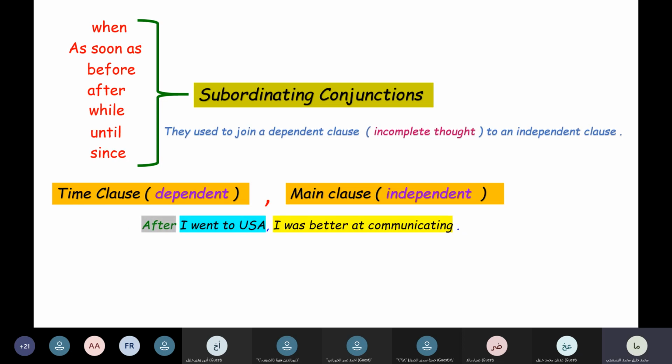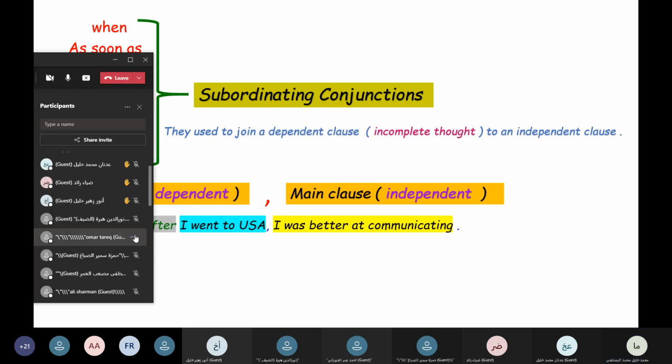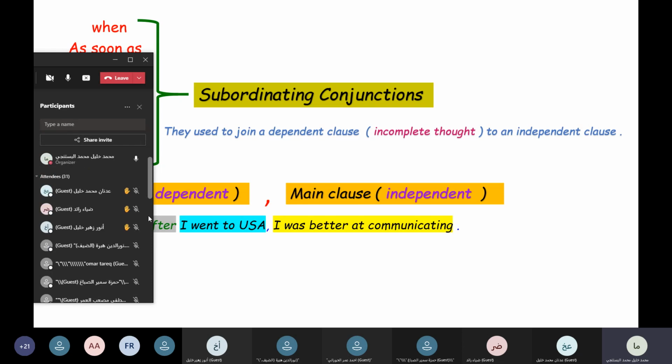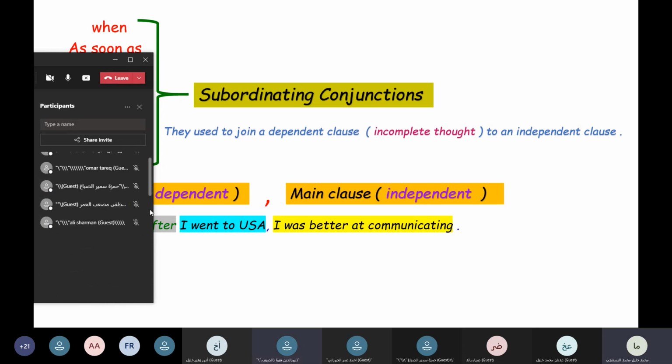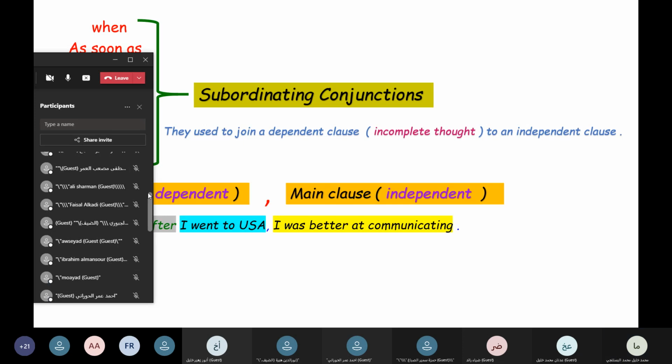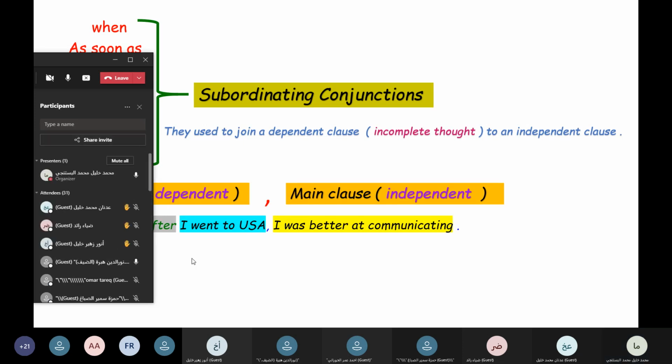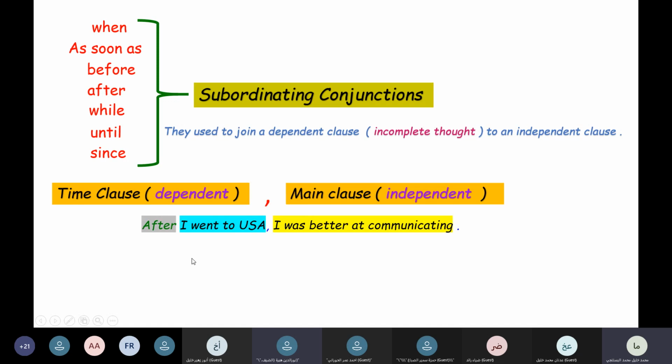Who can read the example? Yes, Ali Shurman, are you here? Can I read? Yes. Nurdin. "After I went to USA, I was better at communicating." Good. Here it must be what? "After I had gone to USA, I was better at communicating."